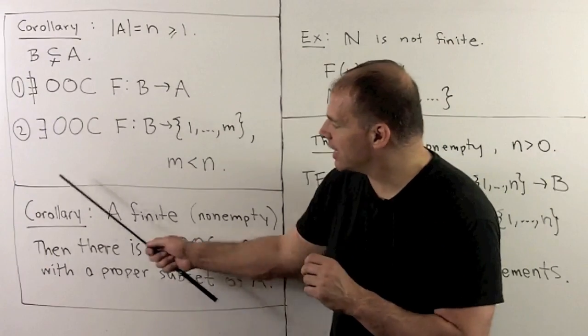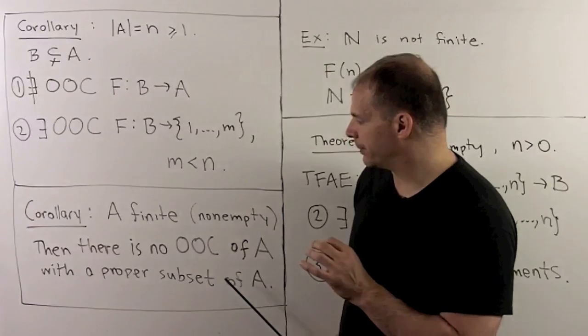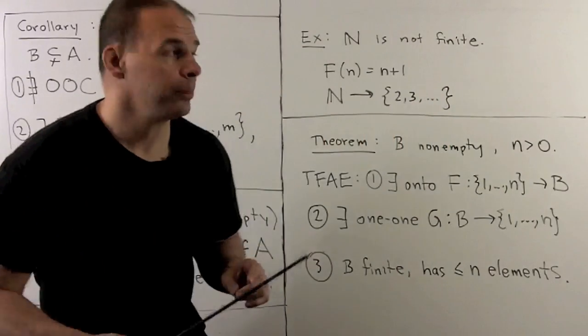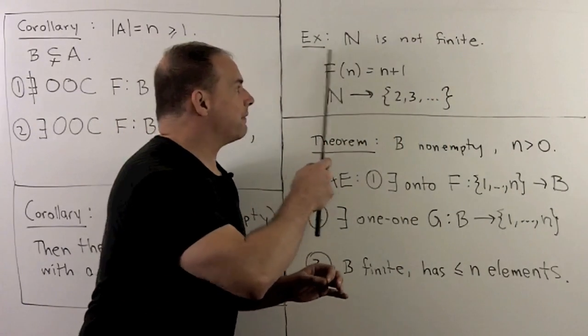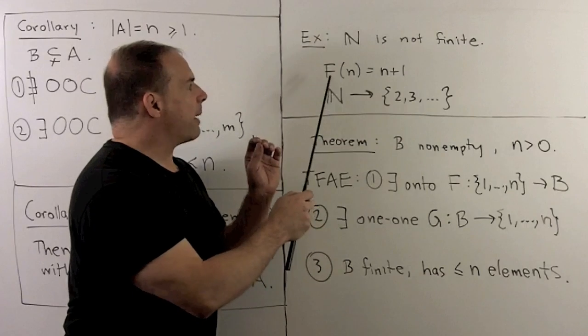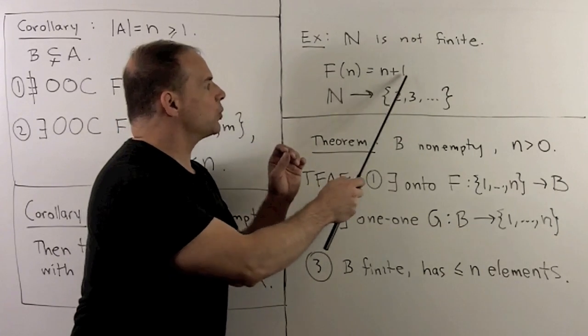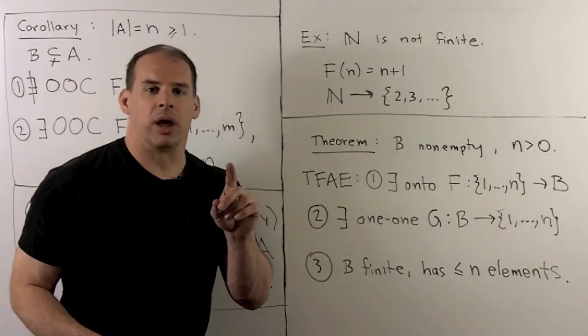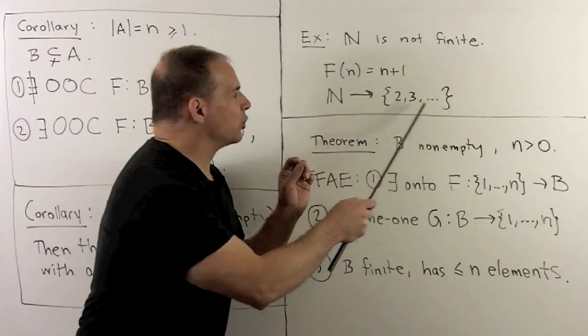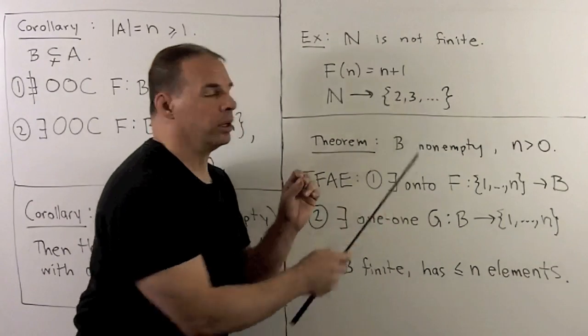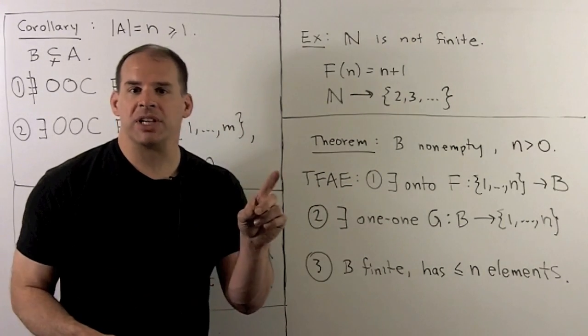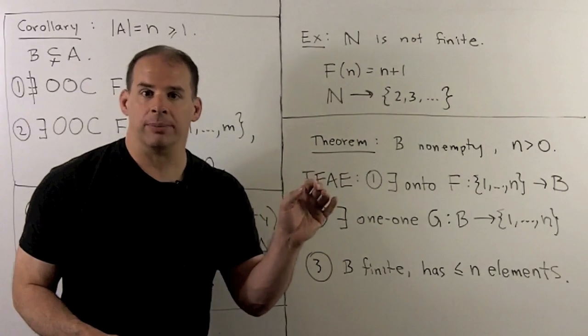So we can use this to test for infinite sets. For example, to see that the natural numbers are not finite, I consider the map f of n equal to n plus 1. It carries the natural numbers to the subset of natural numbers greater than or equal to 2. So that's a proper subset, and the natural numbers are not finite, so they are infinite.